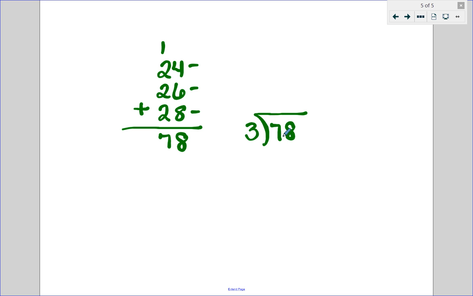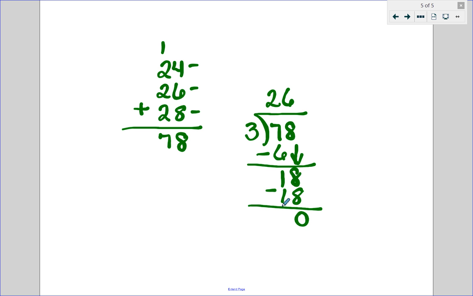How many 3s can we get out of 7? 2. 2 times 3 is 6. Subtract. Bring our brothers down. How many 3s can we get out of 18? 6. 6 times 3 is 18. Subtract, and we have 0. So our average here would be 26. 26 students per classroom is the average.